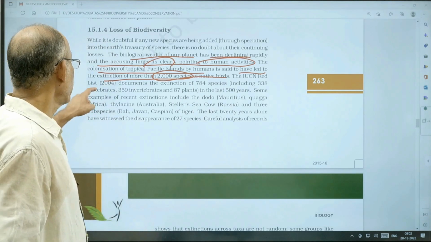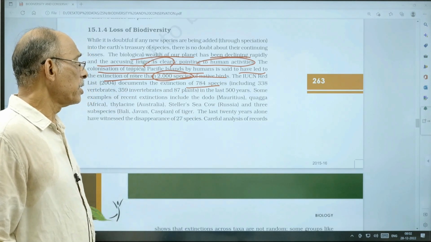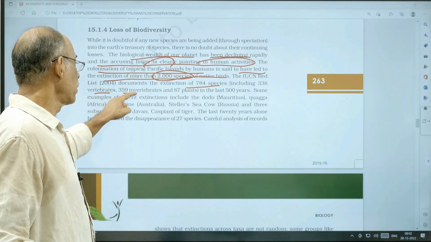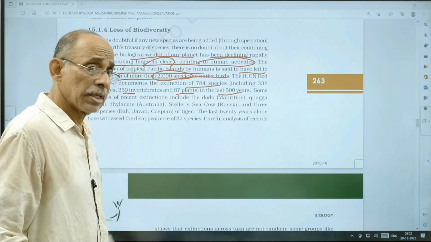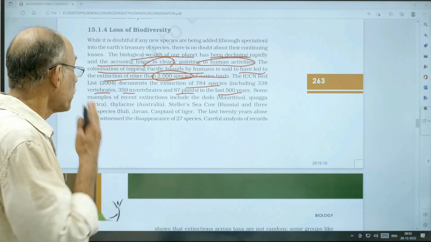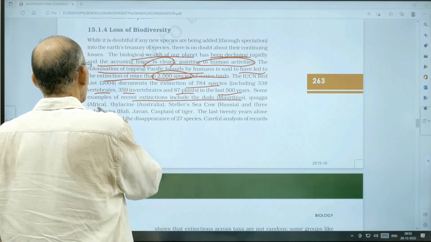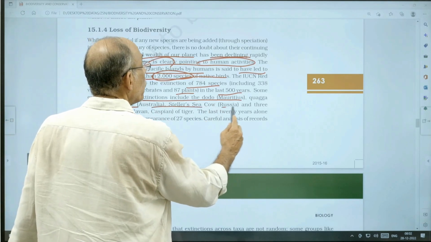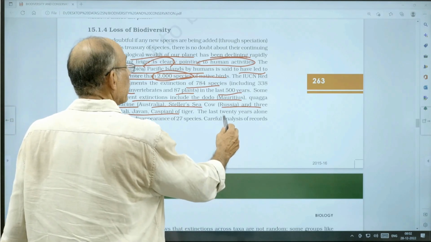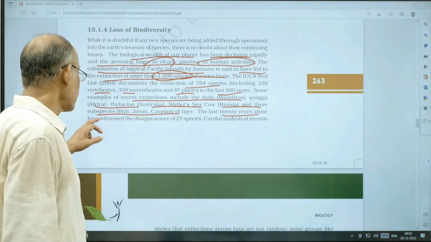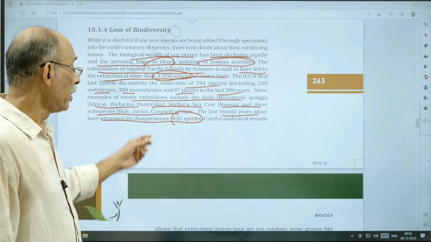And according to the IUCN list, there has been extinction of 784 species, including 338 vertebrates, 359 invertebrates, and 87 plants, within the last 500 years. Some examples are the extinction of the dodo bird, quagga, thylacine, Steller's sea cow, and 3 species of tiger: Bali, Javan, and Caspian. Then in the last 20 years, about 27 different species have become extinct.